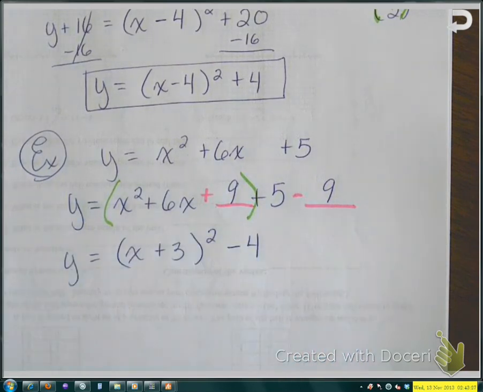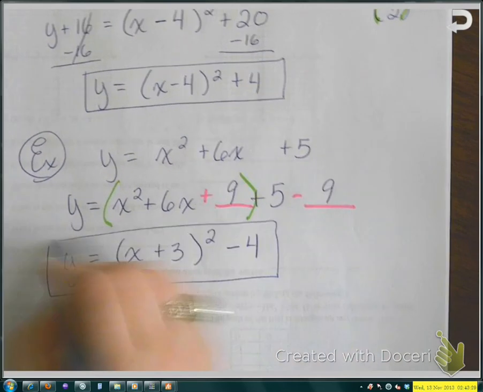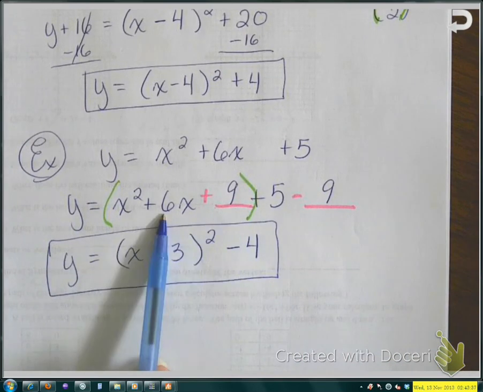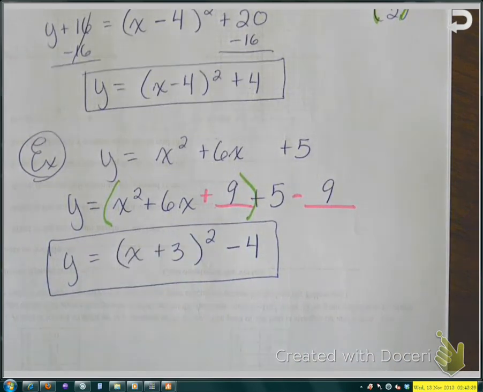Okay, so this is vertex form. So whenever we convert to vertex form, we are going to use complete the square and add in our blanks. And remember, it's always half of the middle term squared. And that converts to vertex.